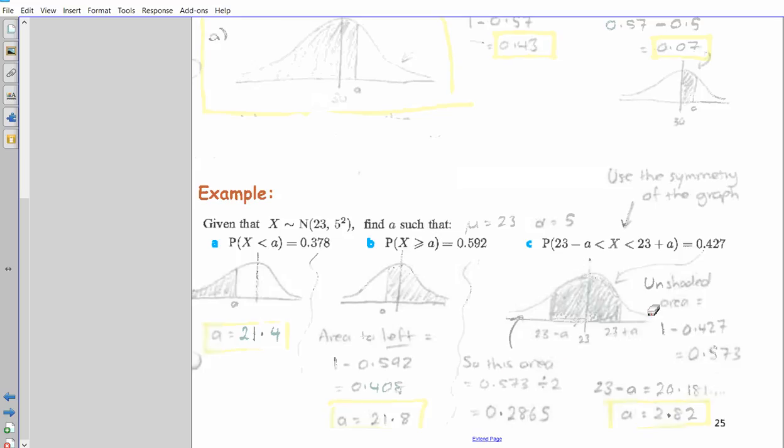This C one is a bit tricky, so that's why I've kind of got it all written in already for you. So probability that x is between 23 minus A and 23 plus A is equal to 0.427. So that's about a bit less than half of the graph. So 23, notice, is the mean. So you can draw a sketch of it, draw your normal distribution, mark in your mean, and you can mark in 2 points. The lower bound is 23 minus A, and the upper bound is 23 plus A. Basically, they want us to work out what A is. So we know what this area is.